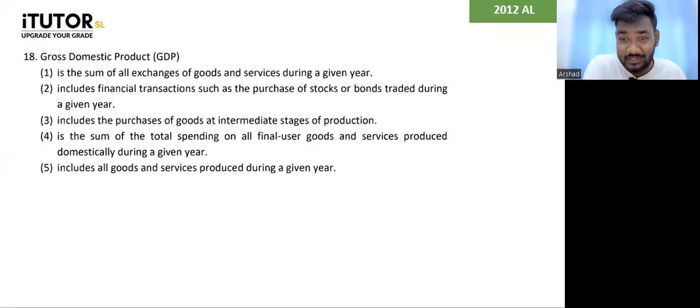Okay, so coming to the 2012 paper now. The first question, or question number 18, says GDP, they're asking for the definition. What is the sum of all exchanges of goods and services during a given year?